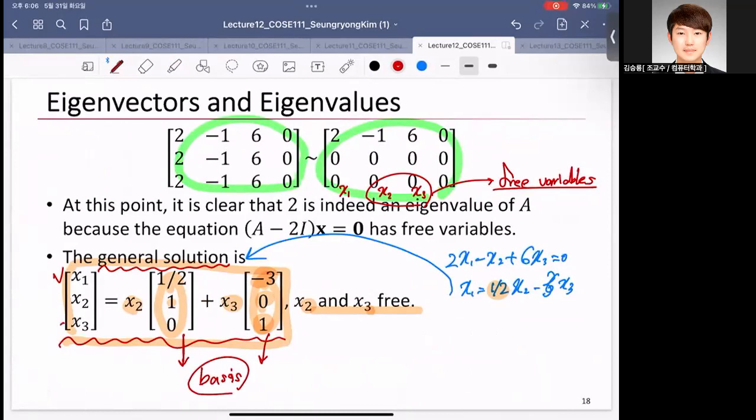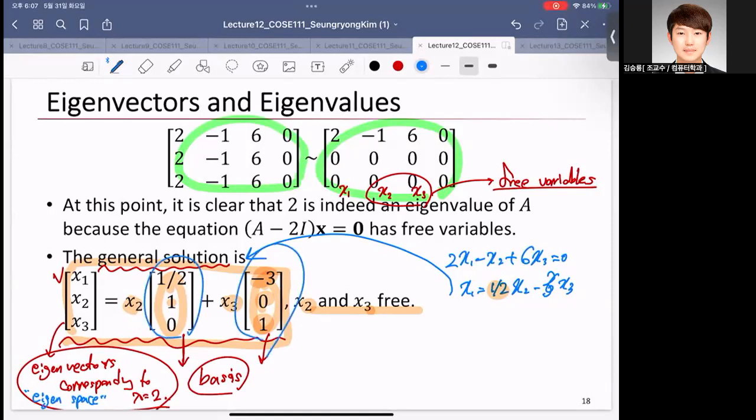Now in this case, this arbitrary vector is an eigenvector corresponding to lambda equal to 2. And the set of all eigenvectors is called the eigenspace. The basis for the eigenspace is going to be two vectors, this one and this one. This is the eigenspace.